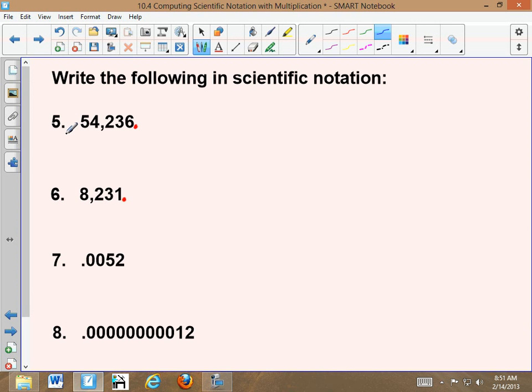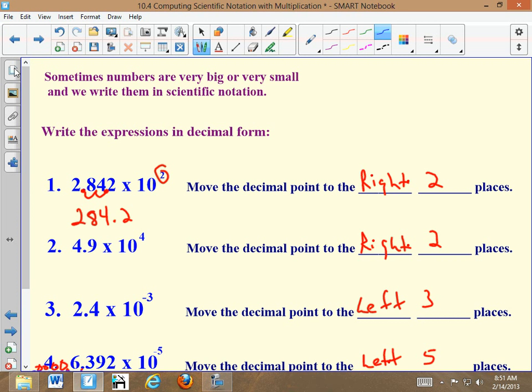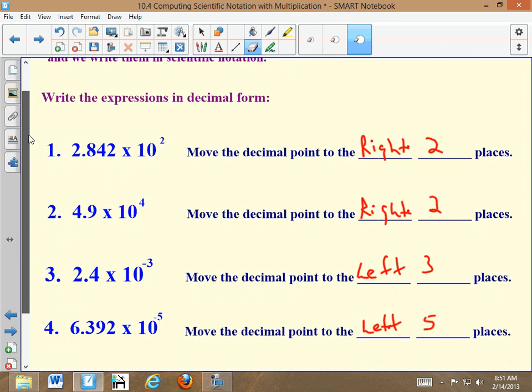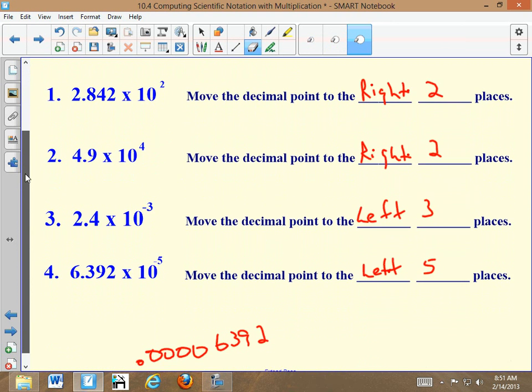Where do I have to have my decimal? Here, look over here. This is in scientific notation. Look at all of these. Where's my decimal in all these scientific notations?